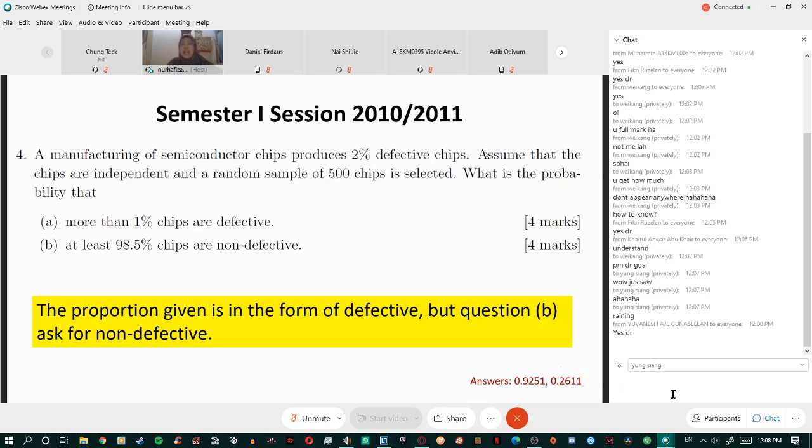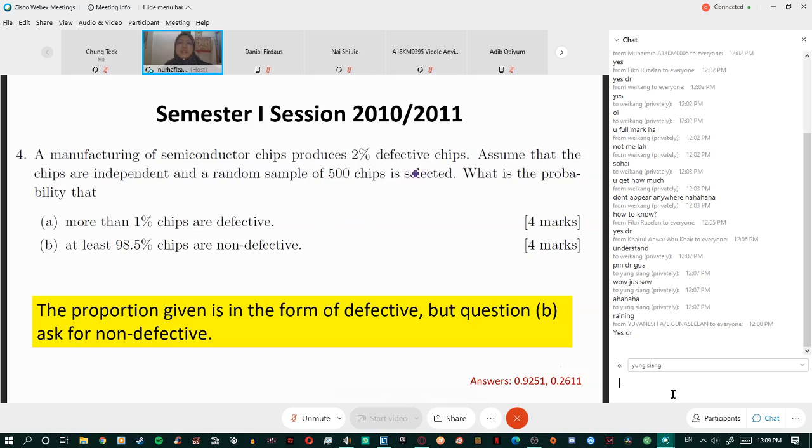So if you look at this question, I won't solve it with you. I just want to inform you what the important parts of this question are that you need to take note of. So for example, for number 4, the 2% is for the defective chips.